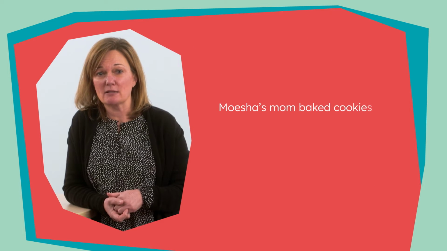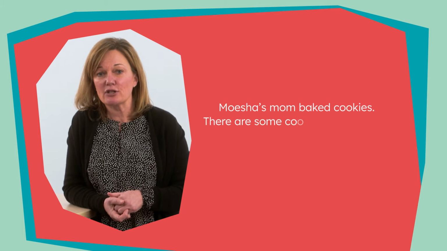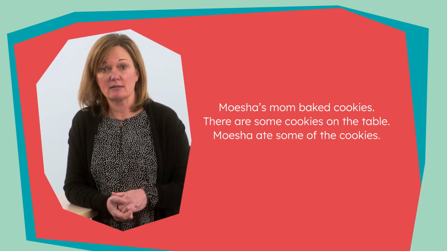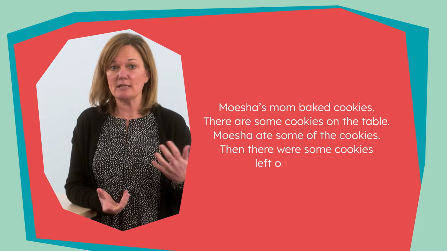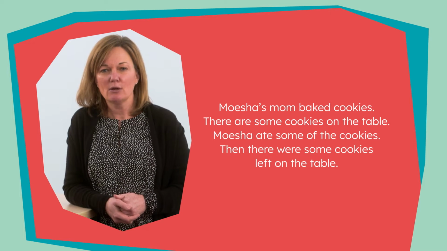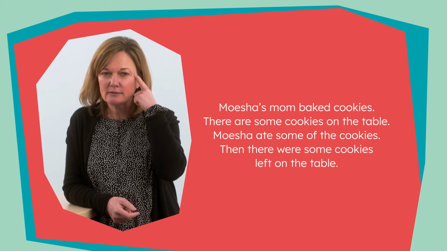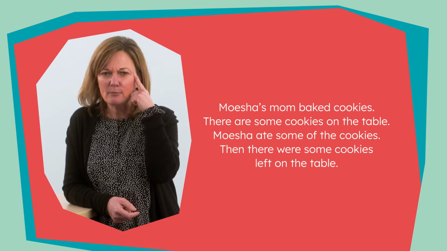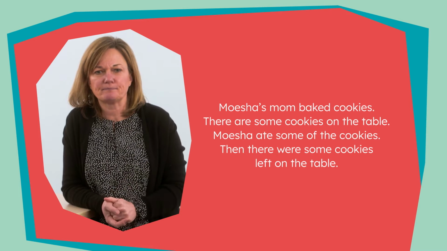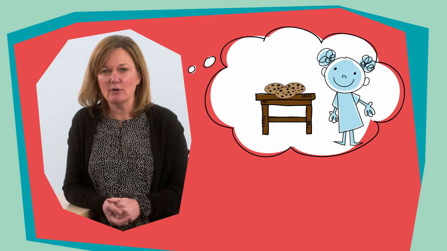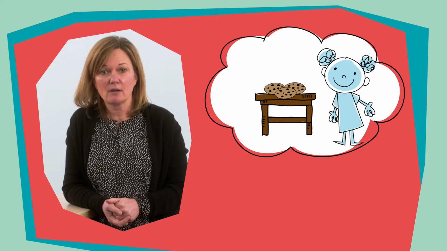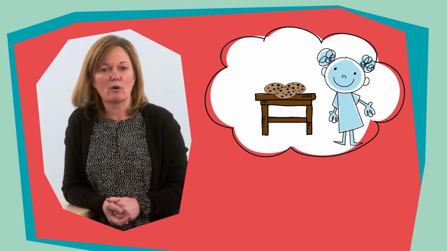Moesha's mom baked some cookies. There are some cookies on the table. Moesha ate some of the cookies, and then there were some cookies left on the table. What are you picturing in your mind? Tell a friend or a stuffed animal what you are picturing. I'm picturing cookies on a table and Moesha sitting at the table and eating them. Let's read a little more about Moesha.